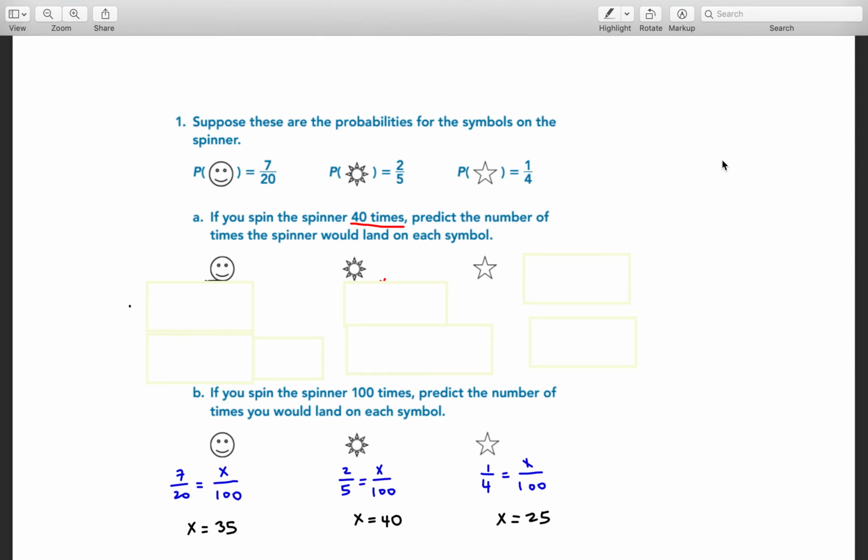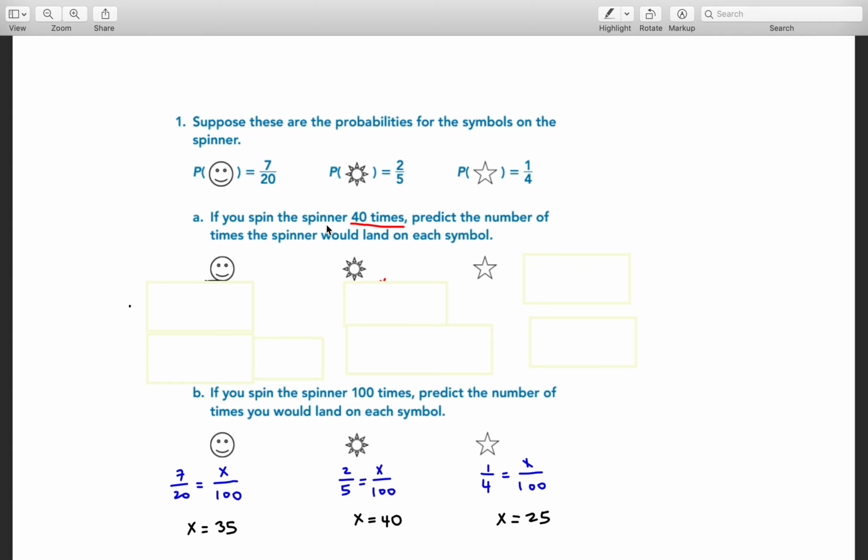This is page 41 in module 4. So suppose these are the probabilities for the symbols on the spinner. The probability of the spinner landing on the smiley face would be 7 over 20, on the sun would be 2 over 5, on a star would be 1 over 4.